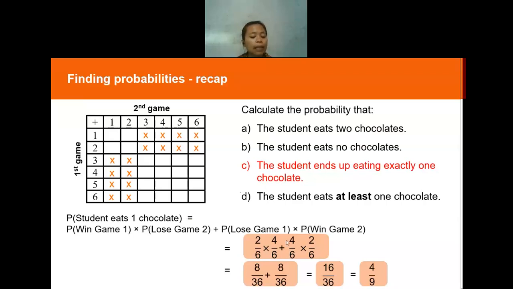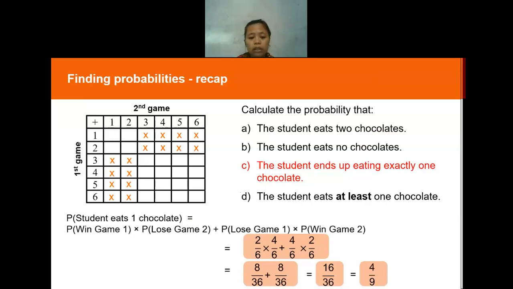If we connect the sentence with the word "or", we do addition, whereas if we connect the sentence with the word "and", we have to do multiplication. So the answer will be 4 per 9. Is there anyone who is confused, or is everything clear? Clear. Okay. If everything is clear, I will continue to question D.